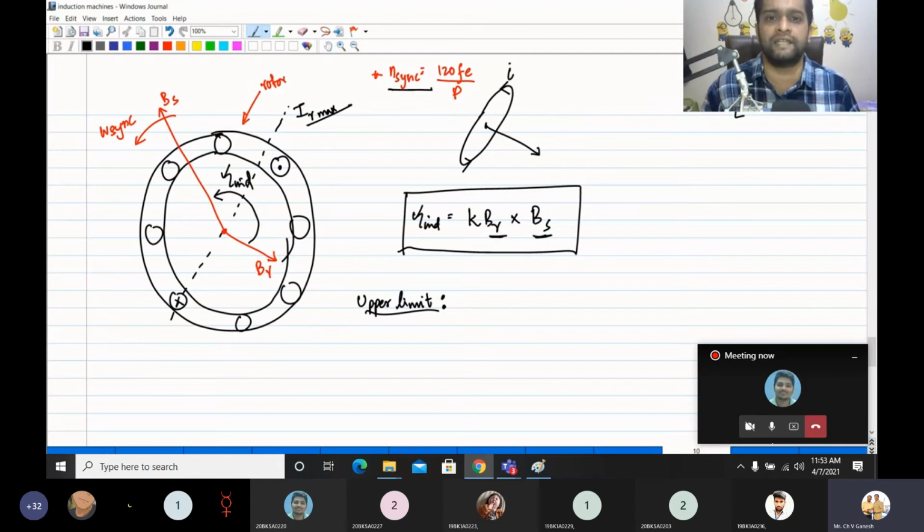Because once it reaches there, the EMF induced will be zero, the current will be zero, and the torque will be zero. Therefore, it will try to reach, but it will always be a little bit less than the synchronous speed. Okay, it can never reach the synchronous speed. So that is the important thing here.